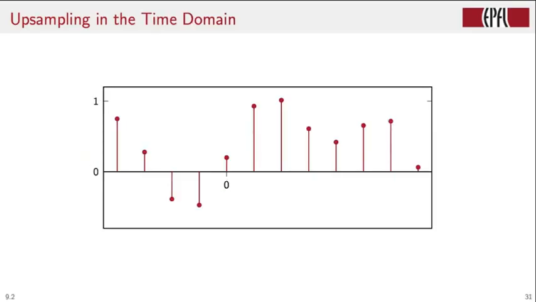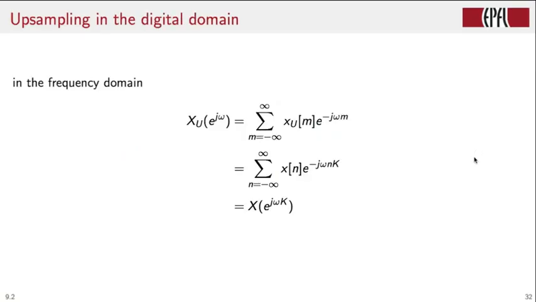We can see this in the time domain. We start with the same sequence that we showed before, and we're simply introducing zeros between each sample. With this choice, the Fourier transform of the upsampled sequence is rather easy to compute. We just write out the standard DTFT formula, but now we remember that xu of m will be equal to 0 every time that m is not a multiple of k.